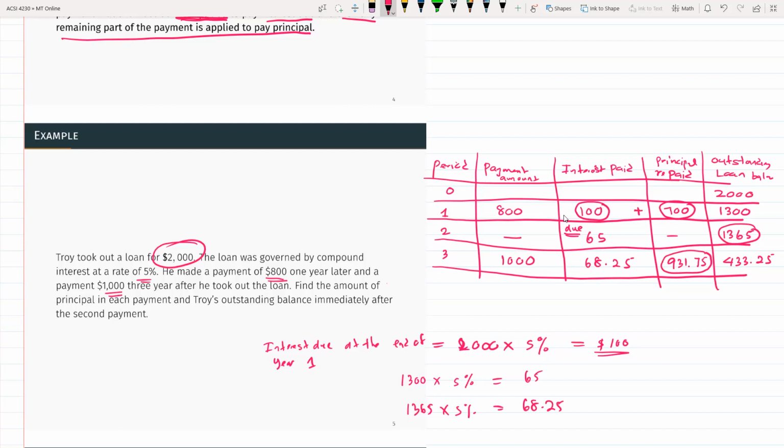So find the amount of principal in each payment and the outstanding loan balance immediately after the second payment. The second payment is at the end of the third year. Immediately after the payment, the loan balance is $433.25. This is the balance after the second payment, not after the second year. So that's how you calculate the principal repaid, outstanding loan balance, and those terms.